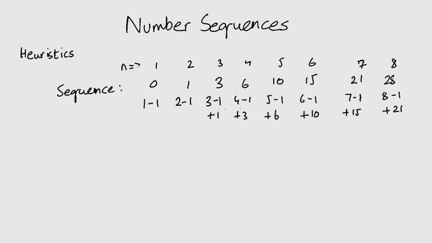Look at n is equal to 3. 3 minus 1 is 2. If you add 1, it becomes 3. n is equal to 4. 4 minus 1 is 3.